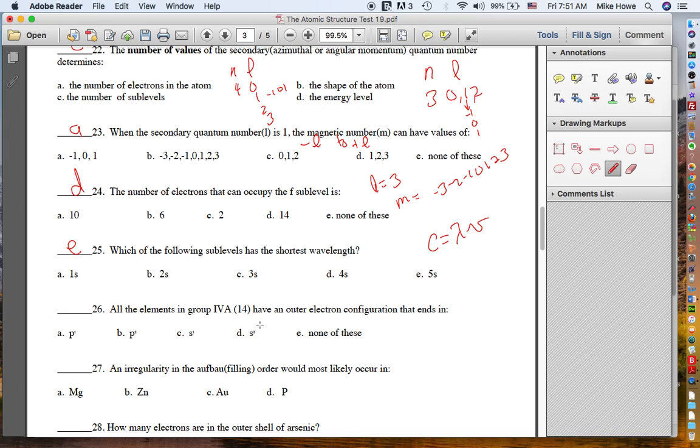All right, group 14A, that is group 14, have outer configurations. So on this one, you need to find group 14 on the periodic table. So I'm going to draw a quick table here. There you go. There's your periodic table. So this is column 1.